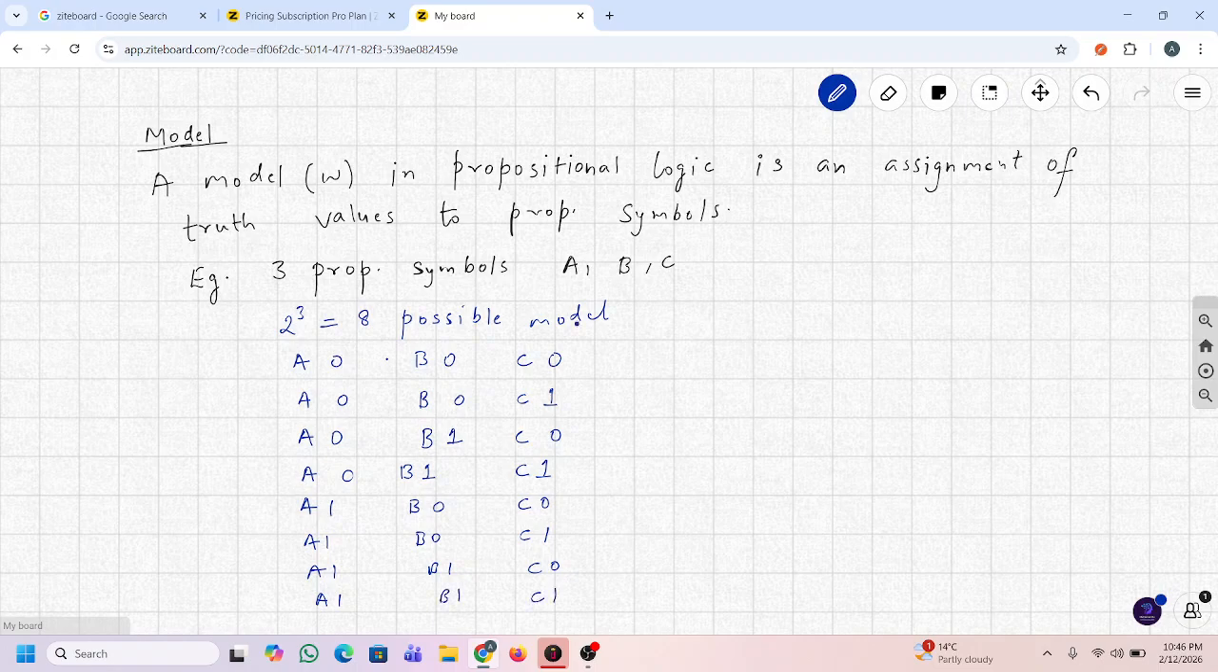So if you count them: 1, 2, 3, 4, 5, 6, 7, 8. So there are 8 worlds or 8 different models. Okay, if you take any one of them, let us say I am taking this one, then this element, or we can say every element, is a model or world.